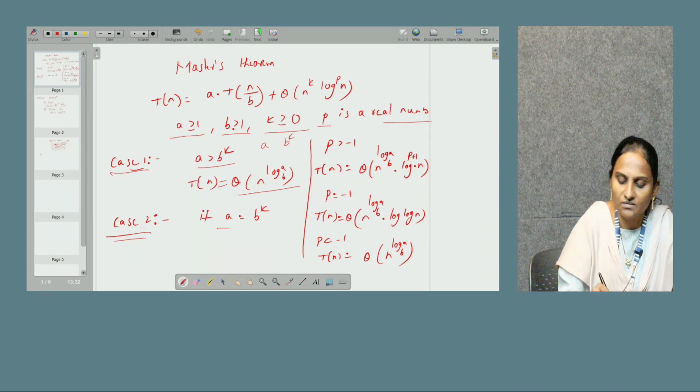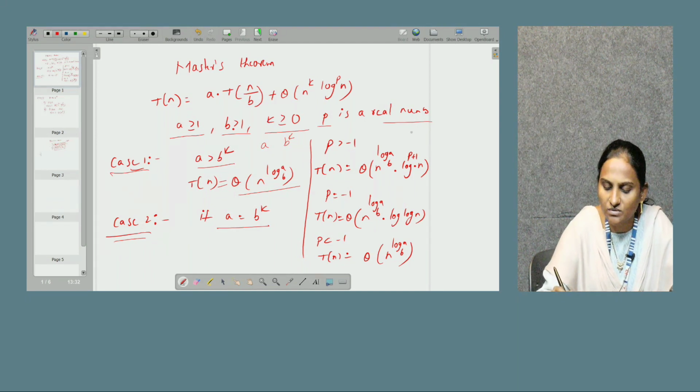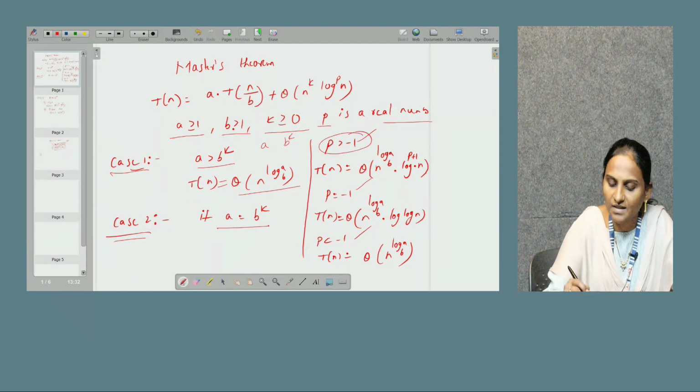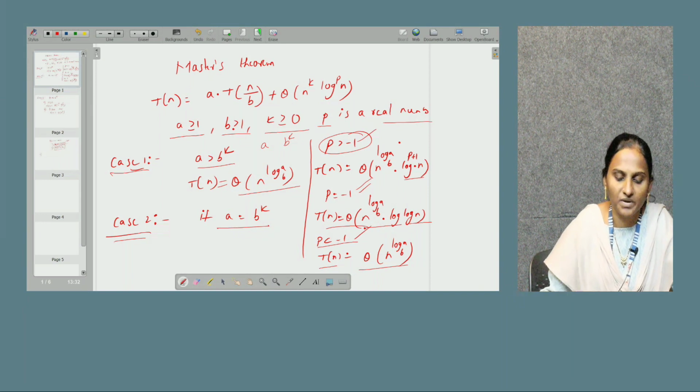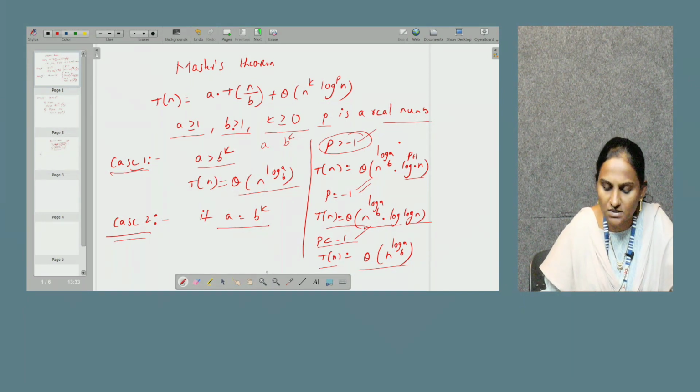Case 2: if a equals b^k, three subcases are there: p > -1, p = -1, p < -1. If p is greater than -1, the time complexity is T(n) = theta(n^(log a base b) * log^(p+1) n). If p equals -1, T(n) = theta(n^(log a base b) * log log n). If p is less than -1, T(n) = theta(n^(log a base b)). So these are the three subcases in case 2.